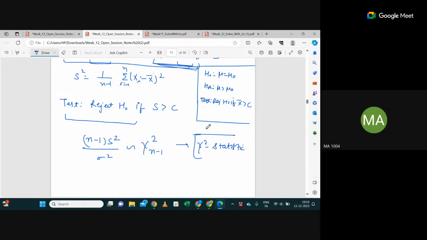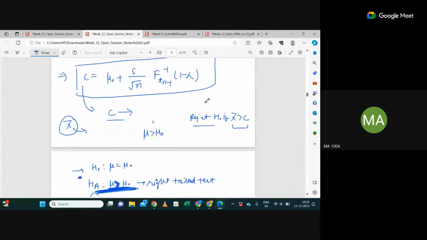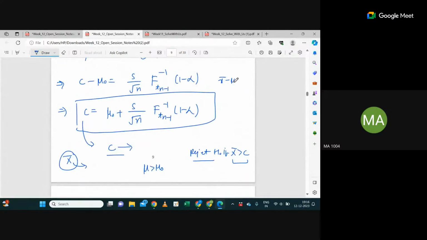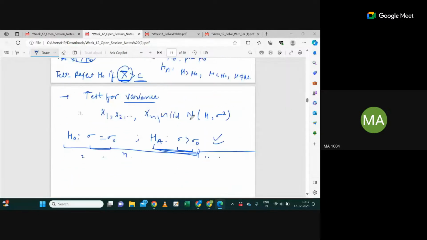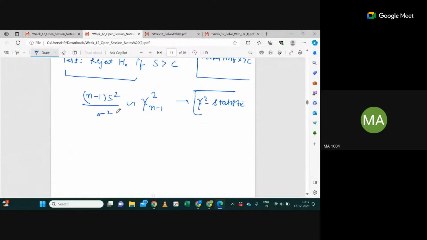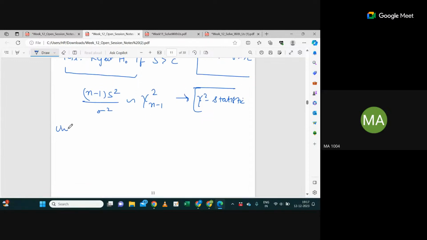Initially you have seen this one, right? X bar minus mu divided by s by root n. This kind of form is called T with n minus 1 degrees of freedom. You can search about it, but for now I'm focusing on the test. Under H0, meaning when sigma is sigma naught, I can write n minus 1 s square divided by sigma naught square. It will follow chi-square with n minus 1 degrees of freedom. So this is the test statistic.